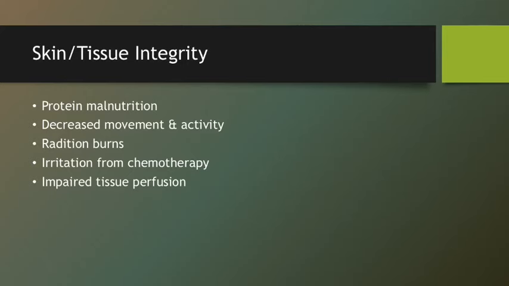And then skin and integrity issues. This is a big one because we have the problems with hypoxia. We have the problems with protein malnutrition, problems with the anemia, decreased movement and activity, right? They can have radiation burns. They can have irritation from chemotherapy administration. And then we go back to that whole idea of impaired tissue perfusion.